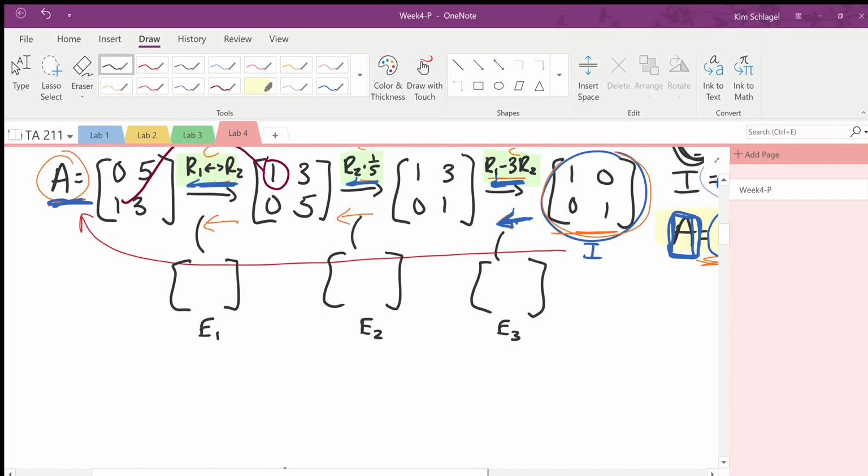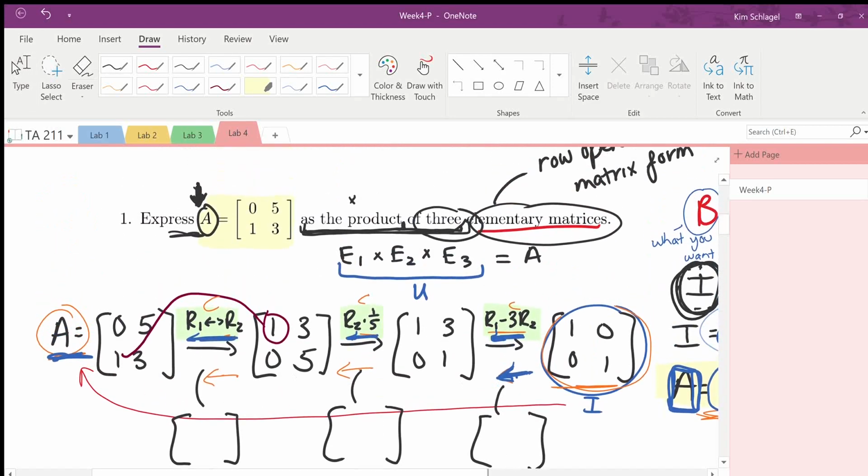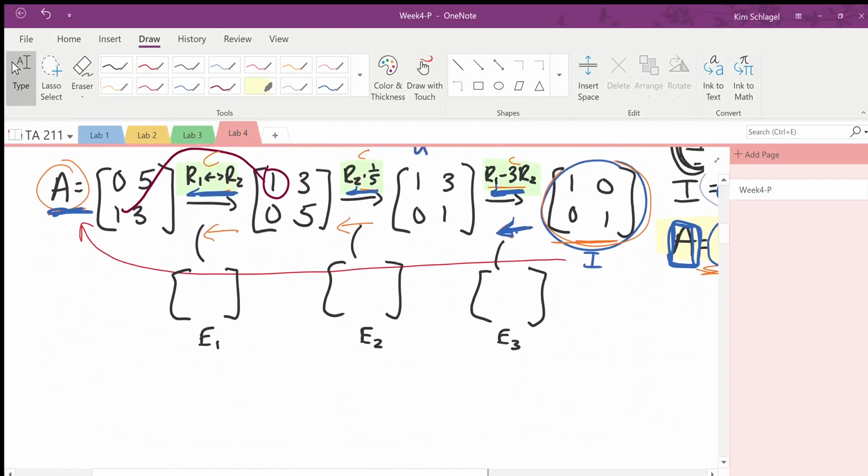So my first elementary matrix is switching row 1 and row 2. And did we do this above? I don't remember, but anyways, we are applying this to the identity matrix. When you switch row 1 and row 2 of the identity matrix, it gives you something that looks like this, right?